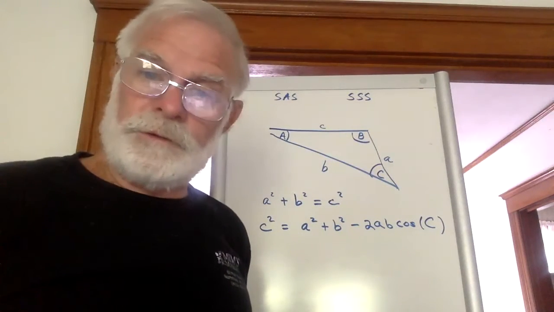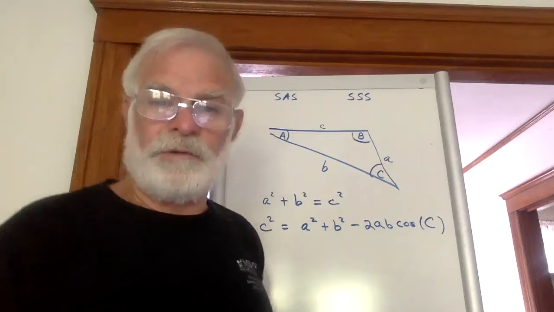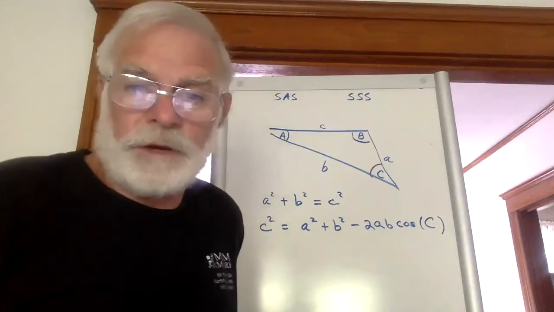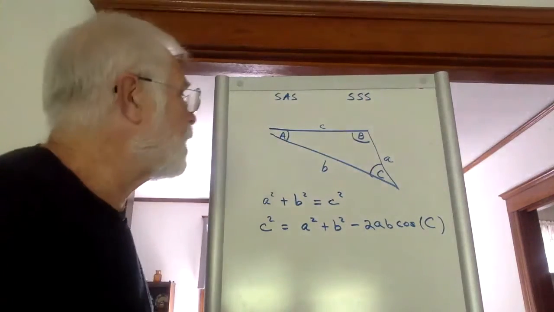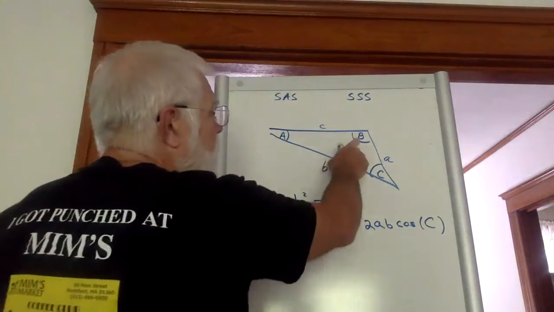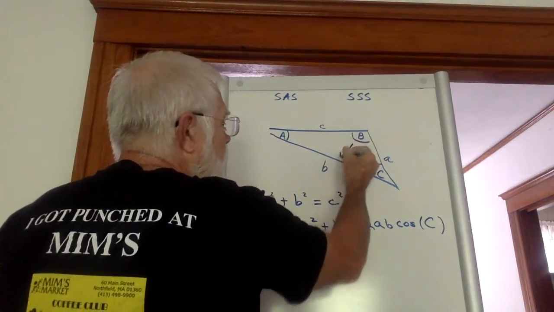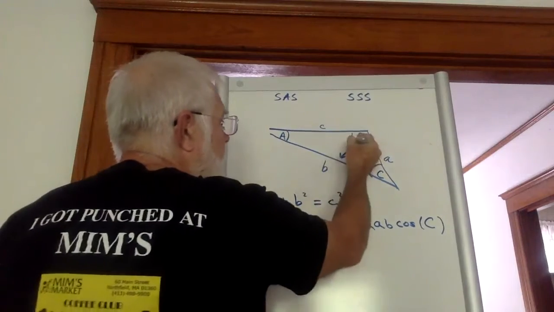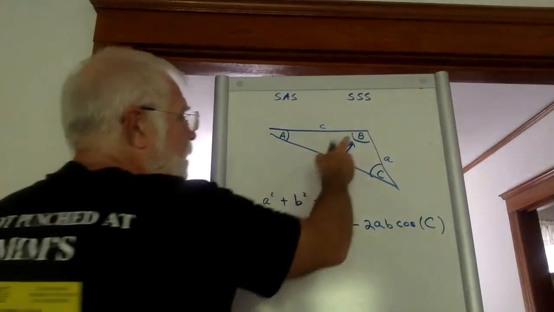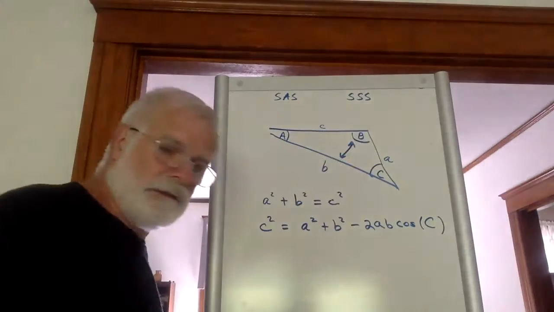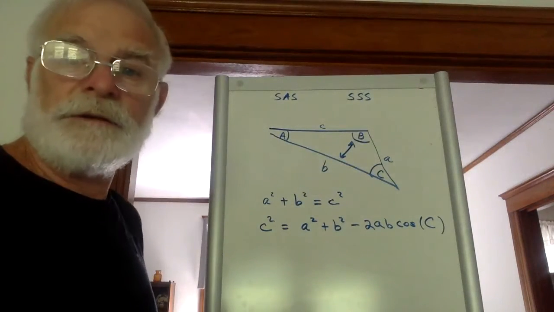We're not going to use law of cosines when we have a 90-degree triangle. We're going to use right triangle trig. We're not going to use law of cosines when we have knowledge of an angle and its opposite side length. So if it's not a 90-degree triangle and we have knowledge of an angle and its opposite side length, we're going to use the law of sines.